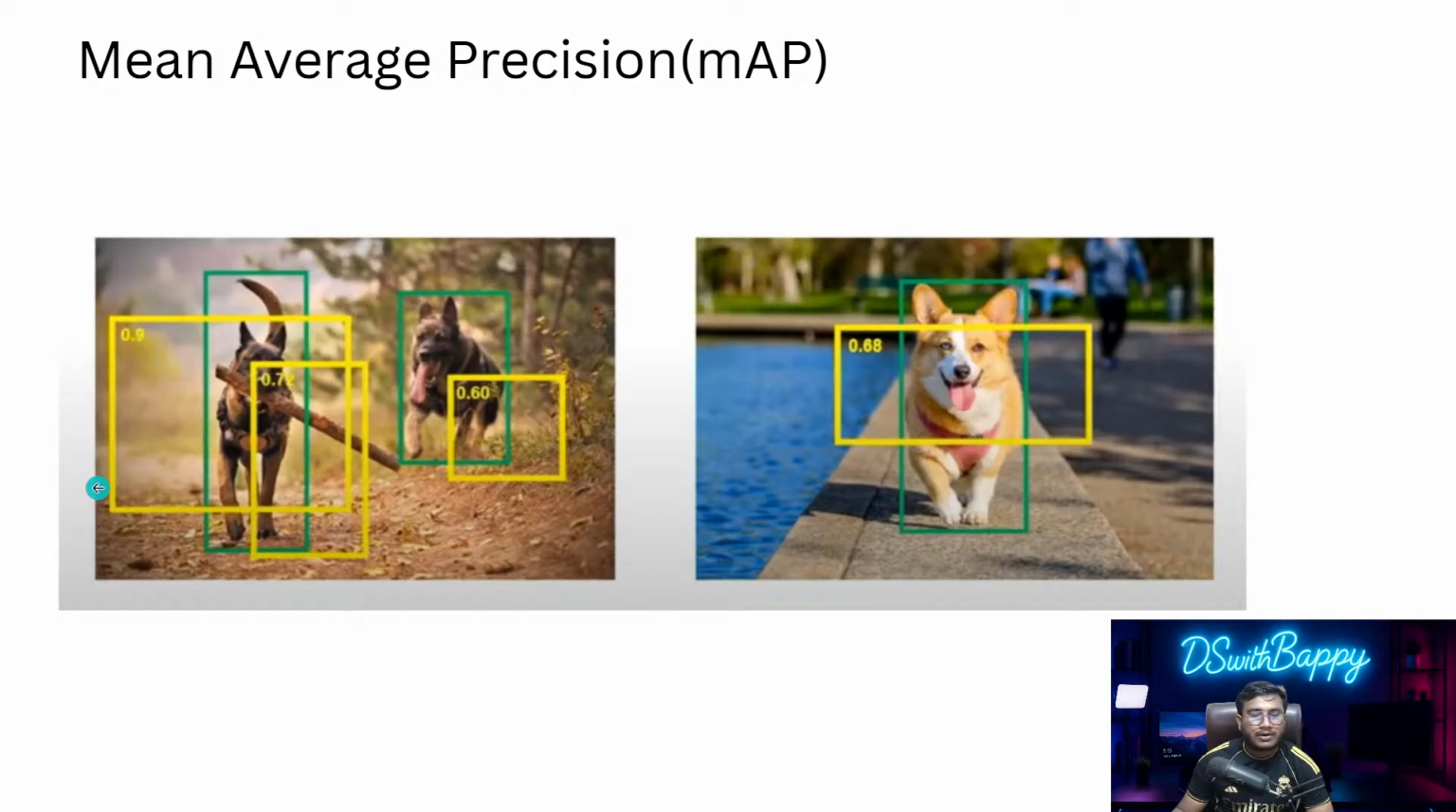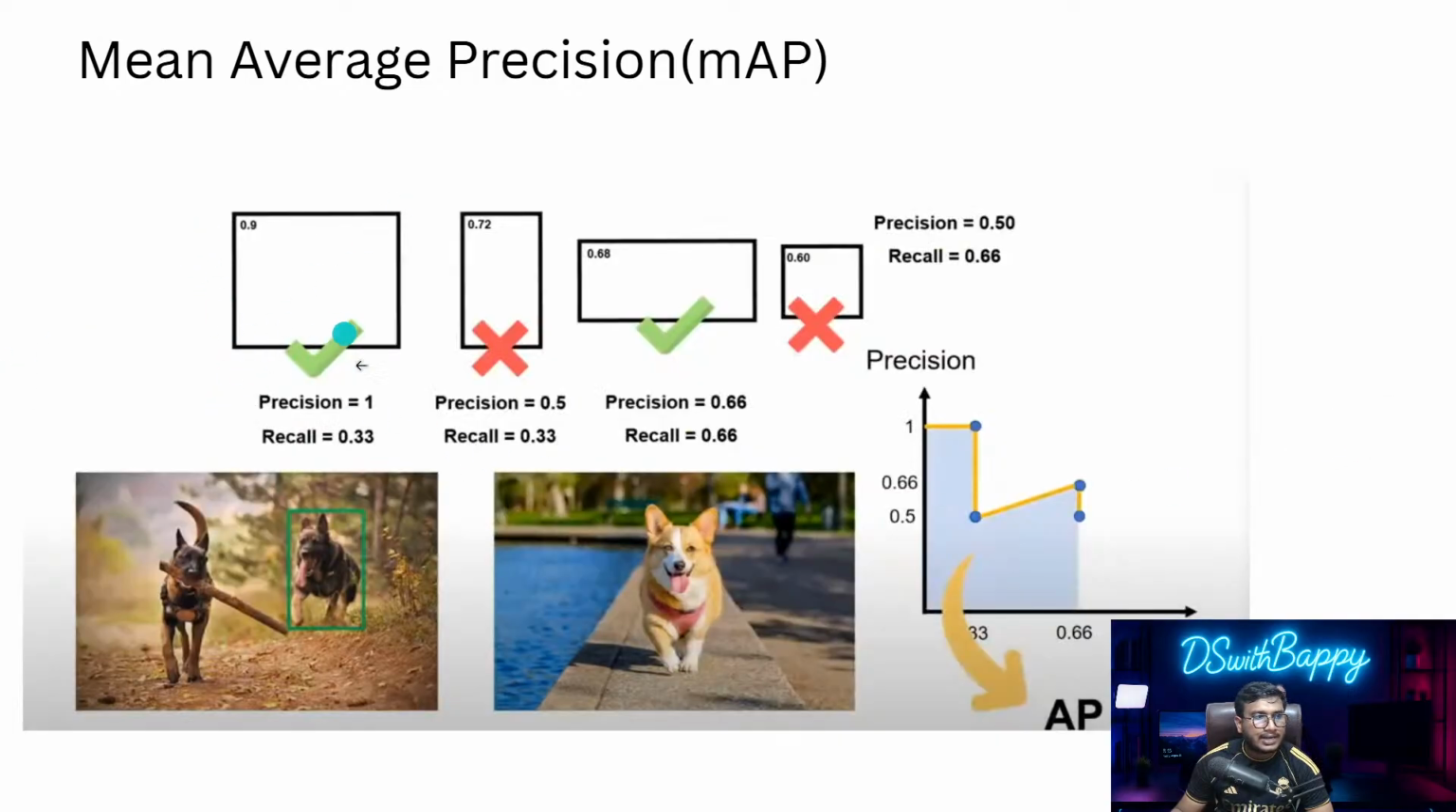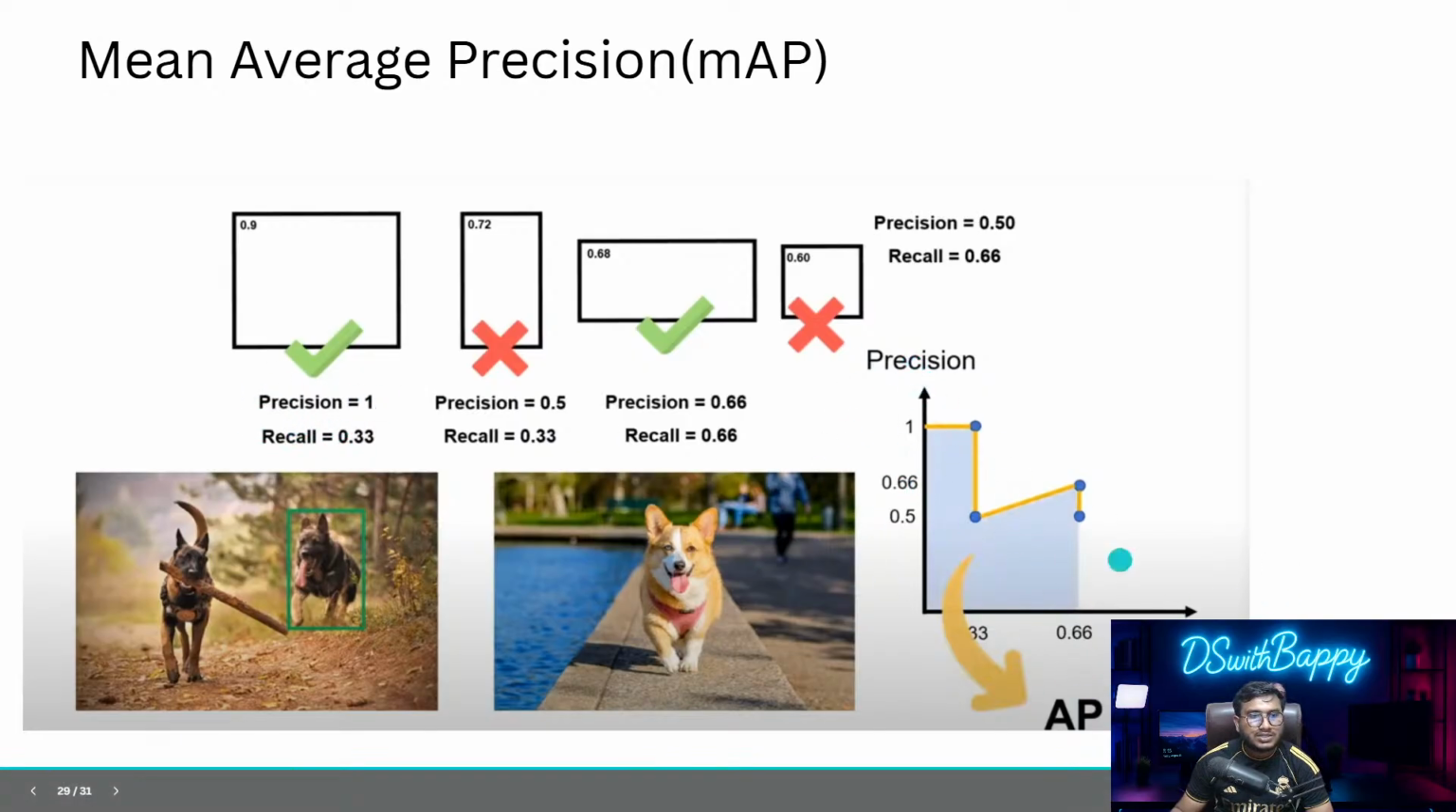So this detection is wrong or right? If you calculate the intersection over union, if you keep the threshold value 0.5, you will see that it is right. Okay, this is the right one, so we can consider this is the right one. And if you calculate precision and recall, this is the number. Okay, and this number you have to plot in this particular precision and recall curve.